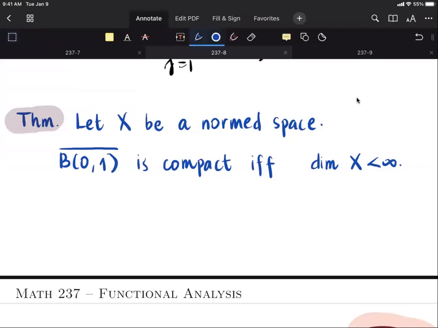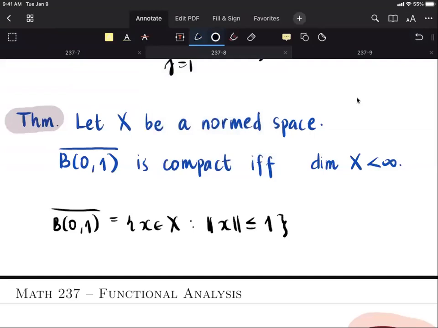And here we recall that the closed unit ball is the set of all elements in your vector space having a norm less than or equal to 1. Take note that this is a closed subset.